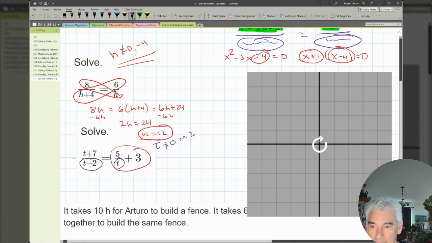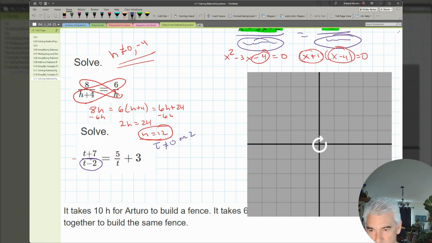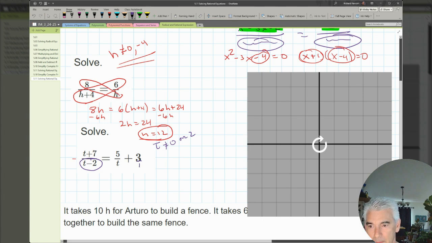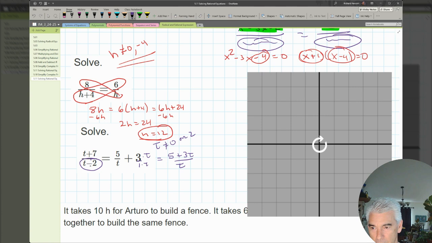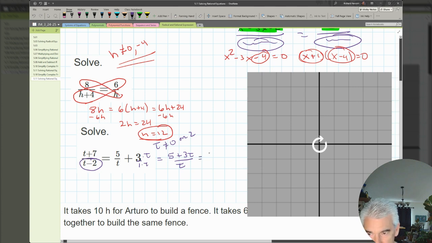Okay, so now at that point, I'm going to combine together this. So we have 5 over t plus 3 over 1. So I need a common denominator times t. So then this right-hand side of the equation is 5 plus 3t over t. And that equals t plus 7 over t minus 2.